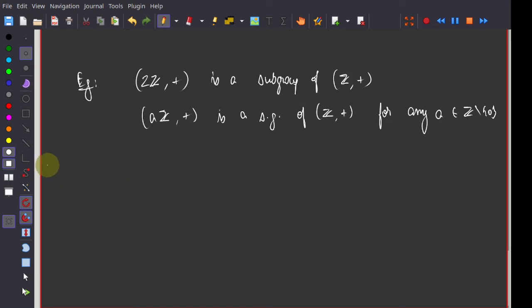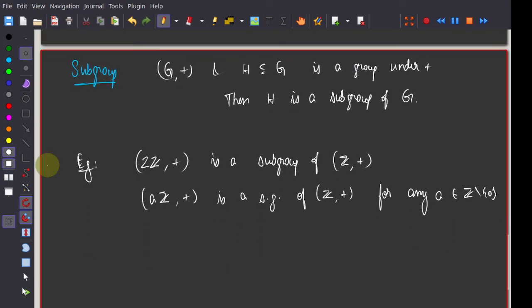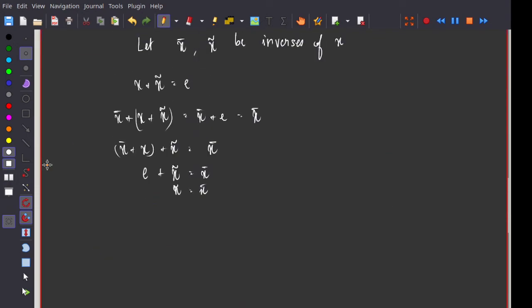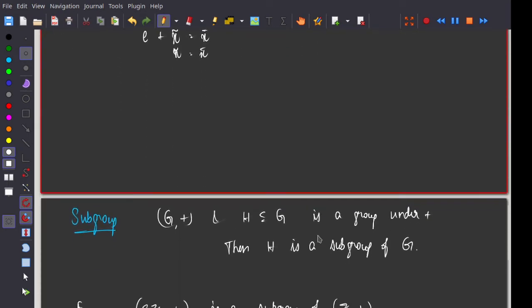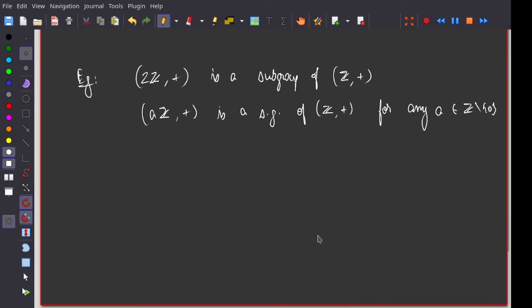So given a particular subset H, how do we check whether it's a subgroup or not? One way is to verify all the properties. You check whether it is associative, whether the identity exists, and the inverse exists for every element. But is there a slightly easier way of checking whether something is a subgroup or not?